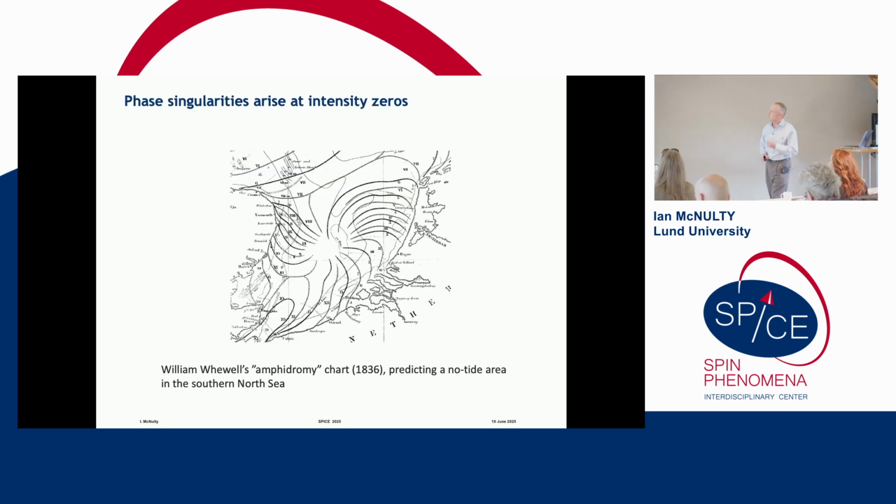So I find this plot from 1836 to be quite interesting. This is William Whewell's so-called amphidromy chart, which predicted a no-tide area in the southern North Sea between the UK and the Netherlands. After measuring the tides around the sea, he found there was basically a zero of intensity in the middle. And in fact, things were swirling a bit around that middle, you can see in this crude plot. So I think it's one of the earliest known examples of essentially a vortex. It's not an optical vortex, obviously. But it was rather remarkable that this kind of essentially phase singularity was even observed at that time.